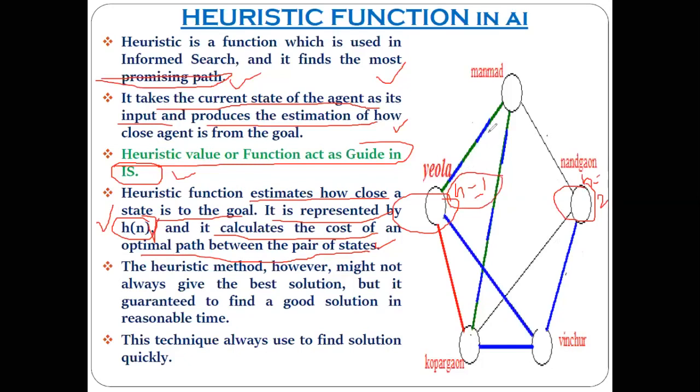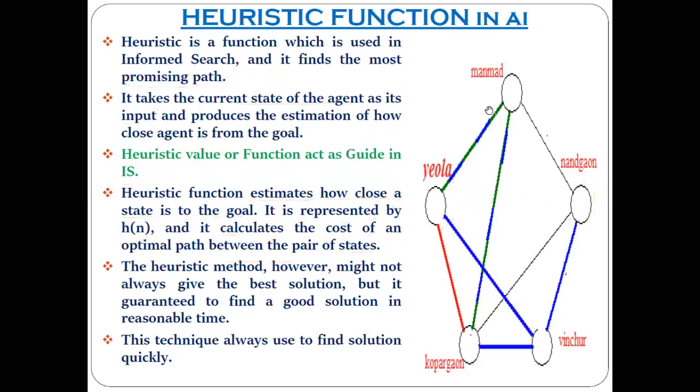As the value of this particular h is 1 and this is 2, which one has the lesser value? Definitely this one. So at this point, will the AI agent choose this node for its next journey, or this node? It will choose the lesser value. Understood. And that is nothing but calculating the cost of the optimal path between the pair of states. This is a pair, if you consider it so.